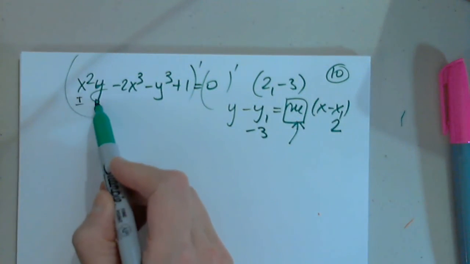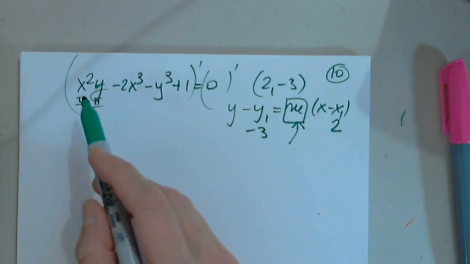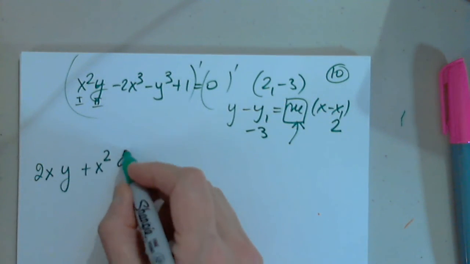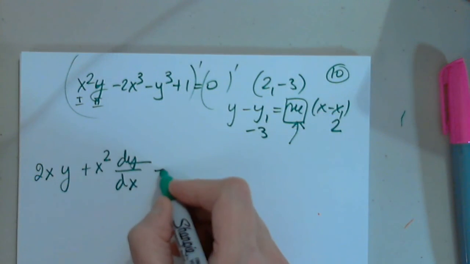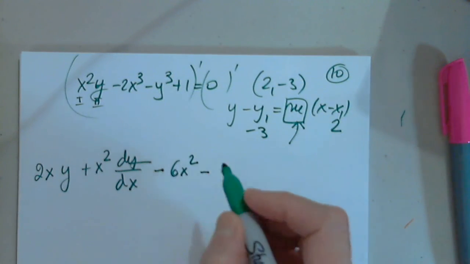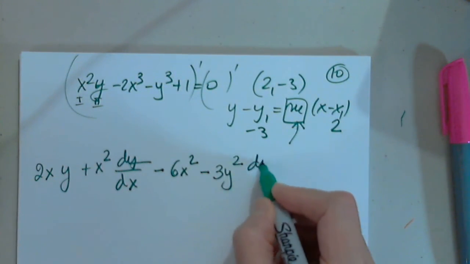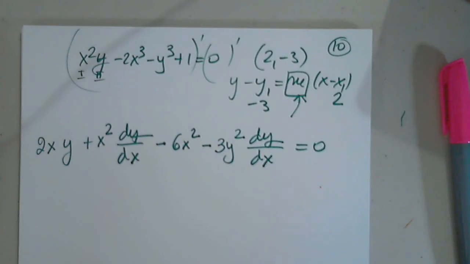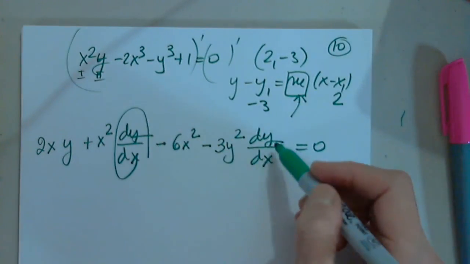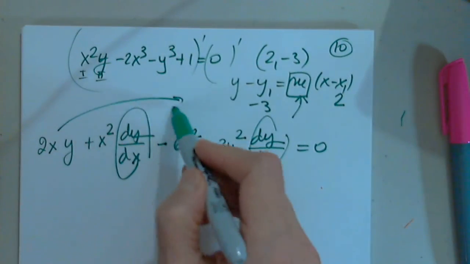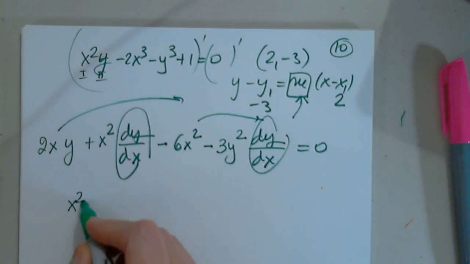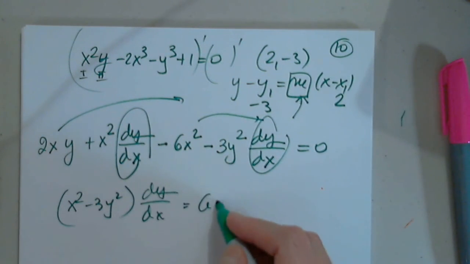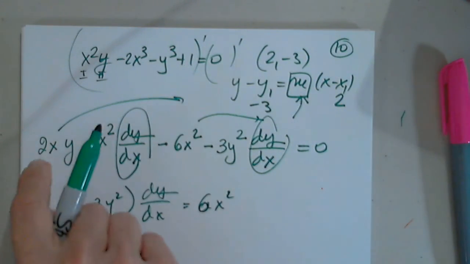So this is a product. These are not products, but this is. So 2x times y plus x squared times the function prime, so it's dy over dx, minus 6x squared minus 3y squared dy over dx. This is 0 and this is 0. Don't forget to write the equation, otherwise you're not going to be able to solve. So this is our variable. I will pull it out and I will move these two to the other side. So x squared minus 3y squared and dy over dx will equal 6x squared minus 2xy.